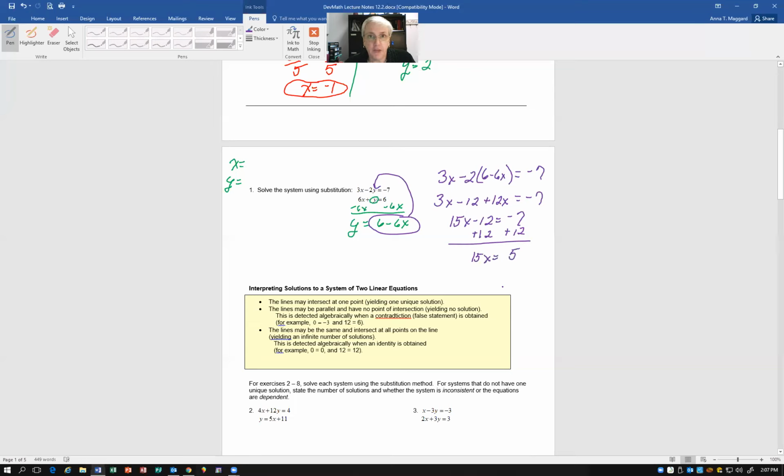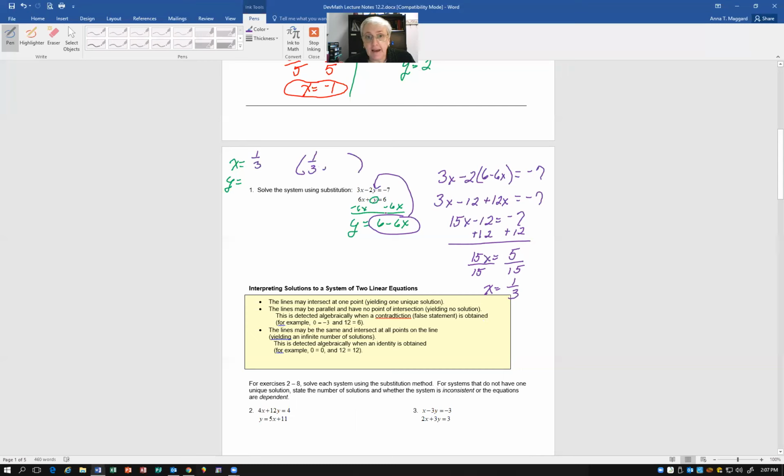Now the answer is not 3. I have to divide by this coefficient. So I have to divide. This is why it's important to show this step, so that you can see that this is 5/15, which simplifies to 1/3. So my x is 1/3.